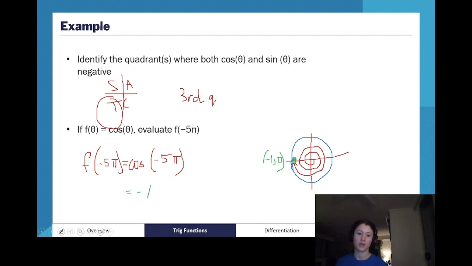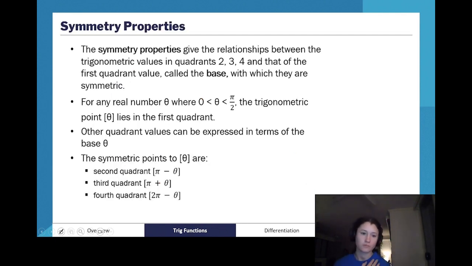Alright, let's move on. Now we want to have a look at our symmetry properties. And this is how we can find the value of sine, cos, or tan in any quadrant that isn't the first one.